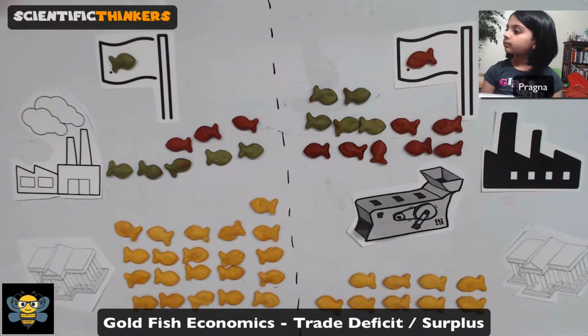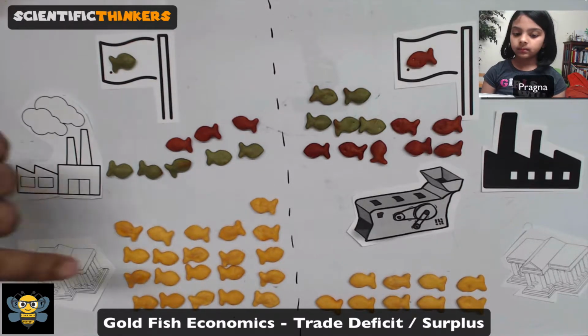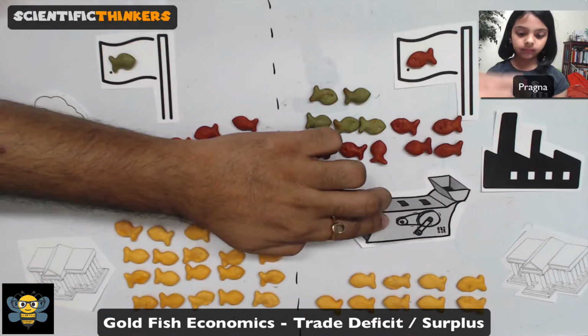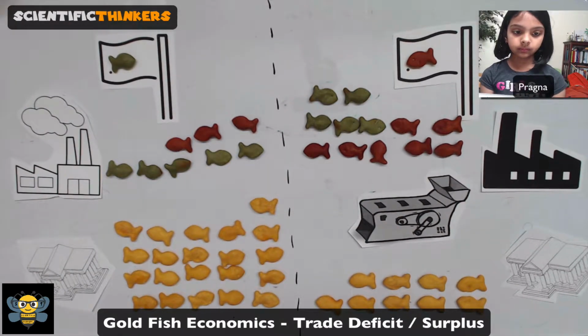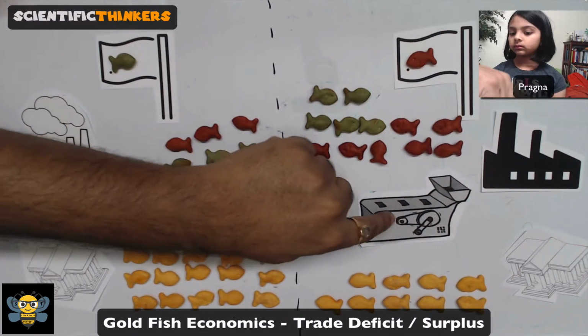Making sense? Not really. So if you make your own stuff, would you go out for buying it? No, because you already have it, right? So you will save on that money because you don't have to go out and buy that green fish anymore, because you have made a green fish.